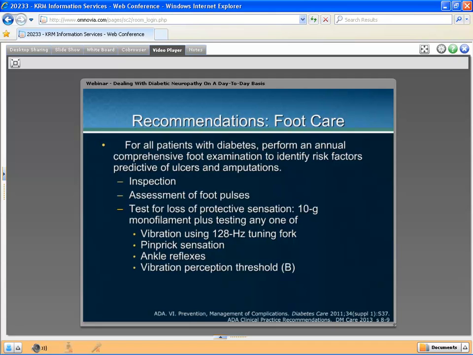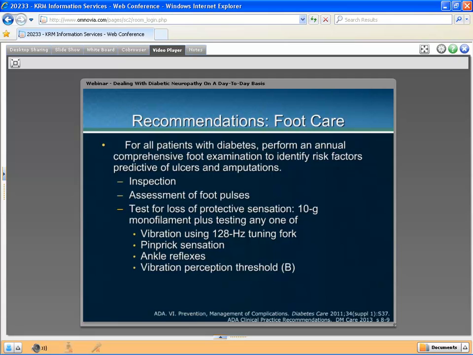We should have an annual comprehensive foot exam and identify risk factors that are predictive of ulcers and amputations. We want to look at the foot. We're looking for any cuts or breaks in the skin. We're looking for any redness, any erythema. We want to assess for pulses, and I know it's hard to find that foot pulse, but indeed that pedal pulse is really a very important thing to screen for.